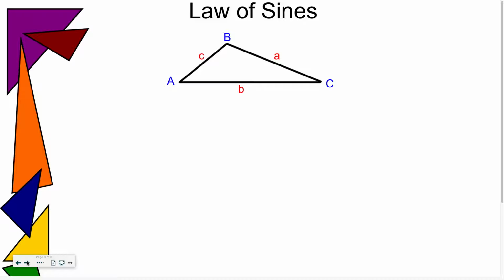This should have been true in geometry. Opposite of angle A is side A. Opposite of angle B is side B. And opposite of angle C is side C. So it doesn't matter what triangle you draw. You have to label your sides in agreement with your angles.